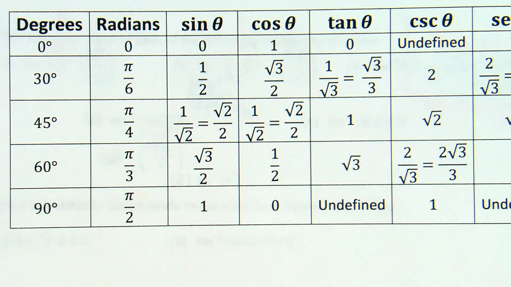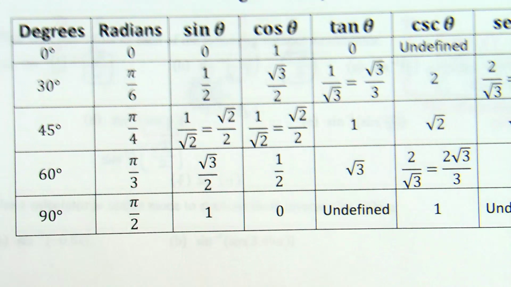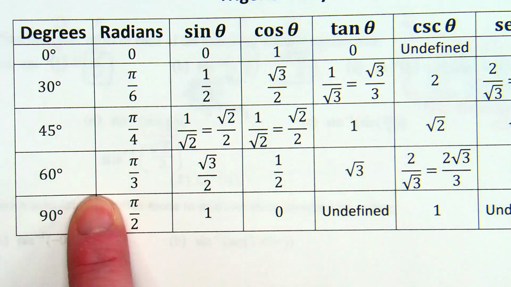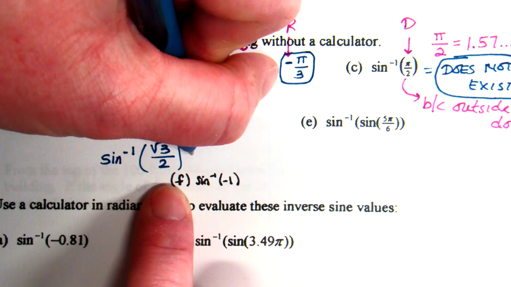So, when does sine equal square root of 3 over 2? At 60 degrees or pi over 3. And what was this asking? When does sine equal square root of 3 over 2? 60 degrees or pi over 3.